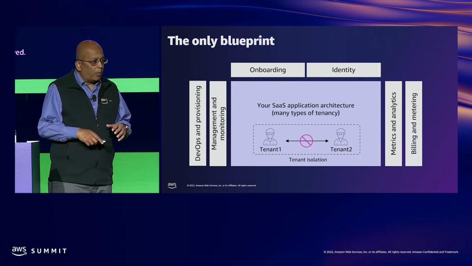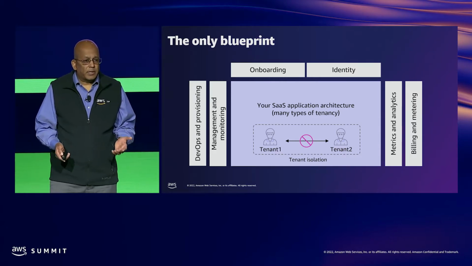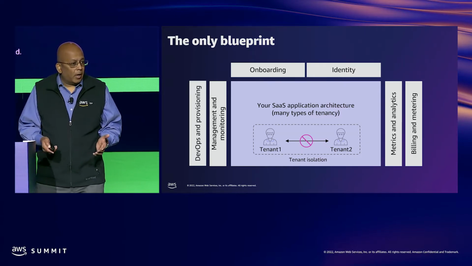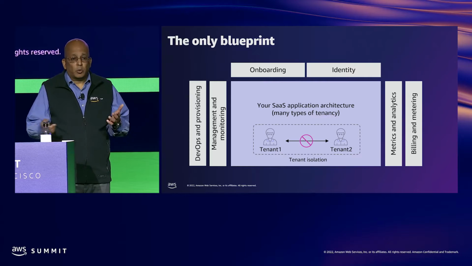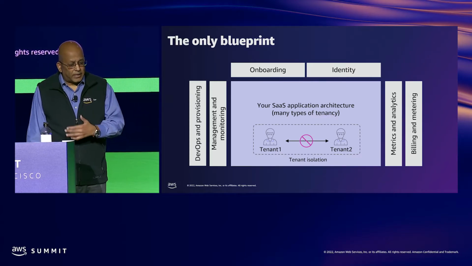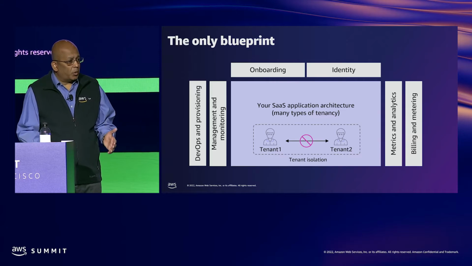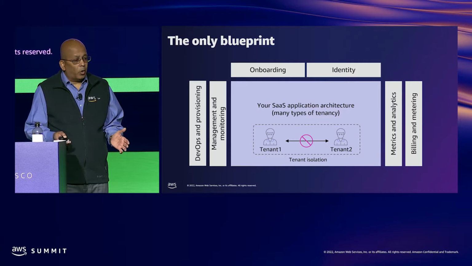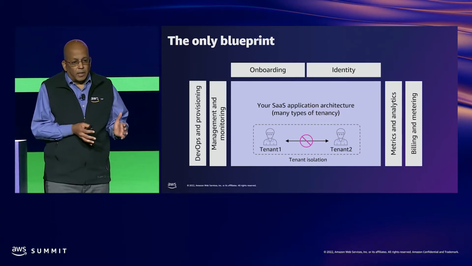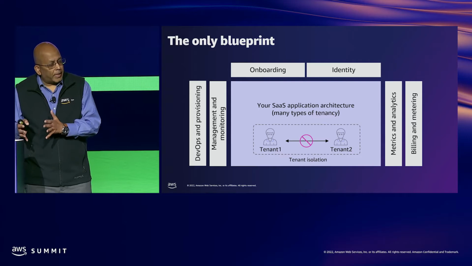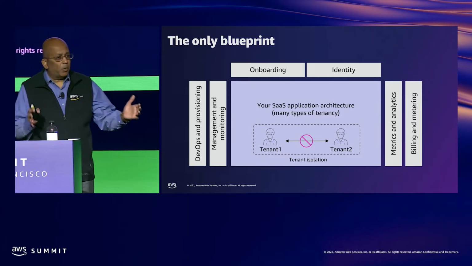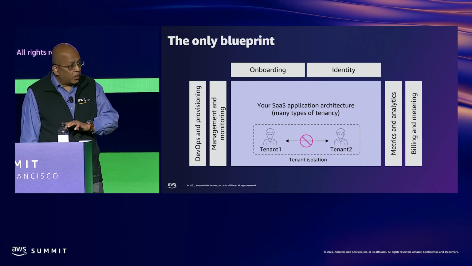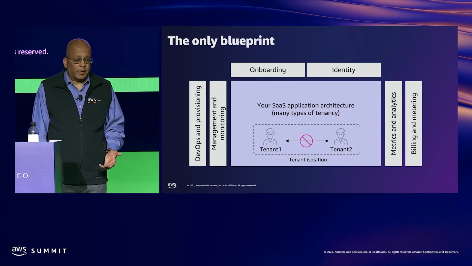So at the end, you're going to end up with a blueprint that looks similar to this, where you have your SaaS application architecture. There are many types of tenancies. We'll talk to some of them in some of the next slides. But at the end of the day, you want to make sure that your tenants, your end customers, there's complete isolation, right? You don't want any of your tenant one data or attributes to be exchanged with tenant two. But it's not just about the SaaS application itself. There's a whole slew of ecosystem services that you need to consider as part of your entire architecture.